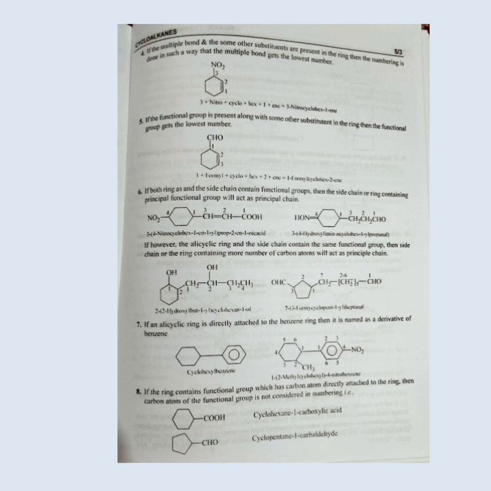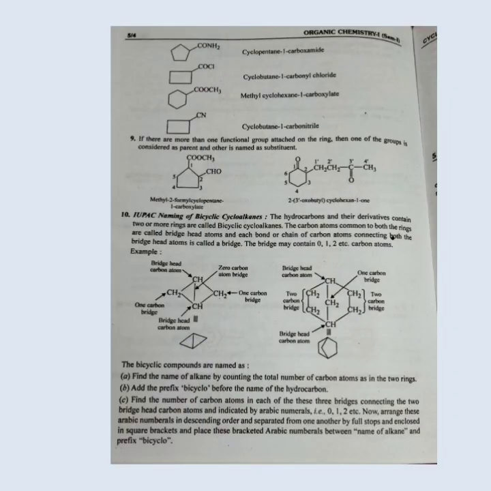Seventh rule. If any alicyclic ring is directly attached to the benzene ring, then it is named as a derivative of benzene. Eighth rule. If the ring contains a functional group which has a carbon atom directly attached to the ring, then the carbon atom of the functional group is not considered in numbering. Ninth rule. If there is more than one functional group attached to the ring, then one of the groups is considered as parent and the other is named as a substituent.